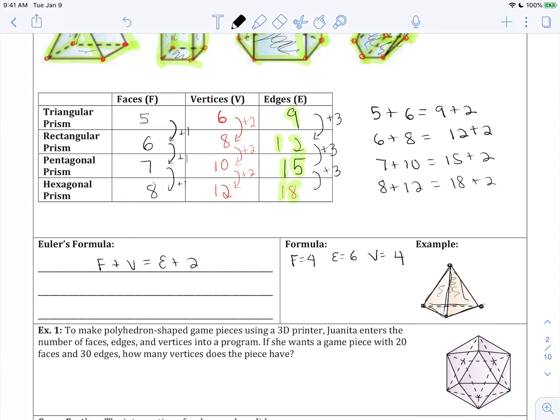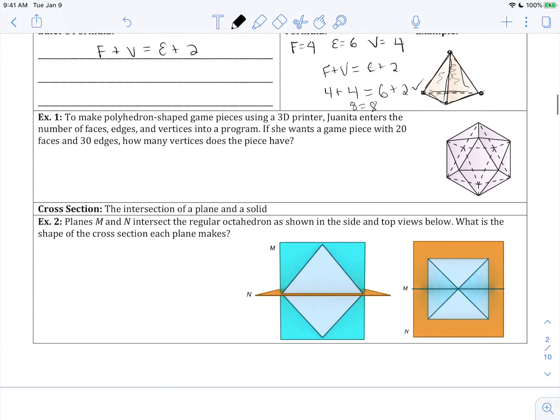I did them in a slightly different order than up here. But notice up here we did faces and vertices. So faces plus vertices equal edges plus 2. So 4 plus 4 equals 6 plus 2, right? And that's true. We get 8 equals 8, so that works. All right, so let's try it with this next one to figure out a missing dimension.